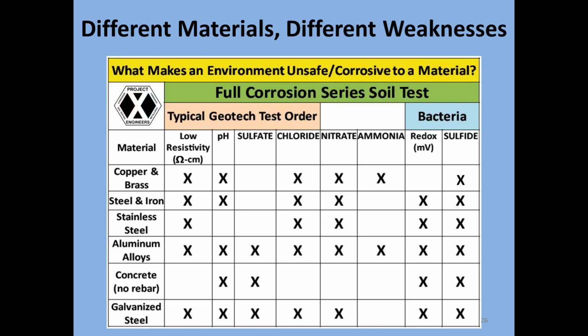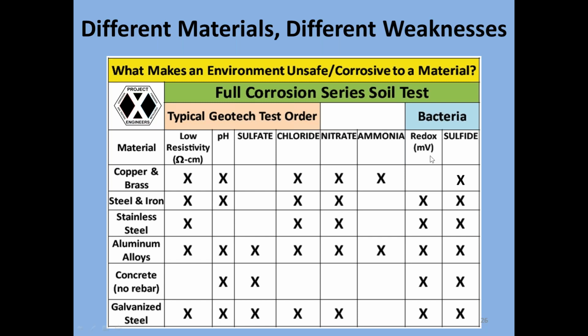So this is the little cheat sheet I made to help you understand which material is affected most by which ion, basically. So there's the low resistivities, the pH, the sulfates, the chlorides, the nitrates, the ammonias. These all affect different things. As you can see, copper and brasses are greatly affected by the nitrate and the ammonia, whereas steel, not so much, right? But the thing that very few people are aware of is the corrosive bacteria.